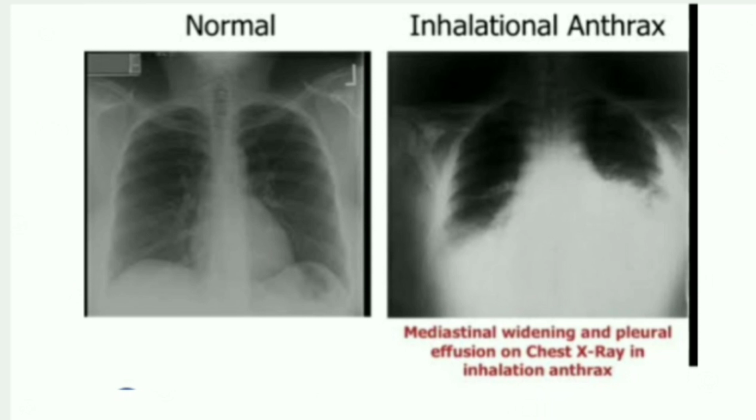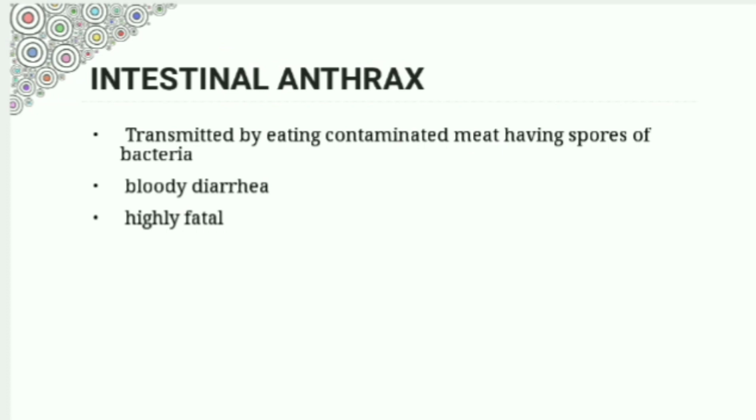And next let's move on to the intestinal anthrax, which is also known as bloody diarrhea, and it is highly fatal, and it is transmitted by eating contaminated meat having spores of bacteria. And next let's discuss the epidemiology.